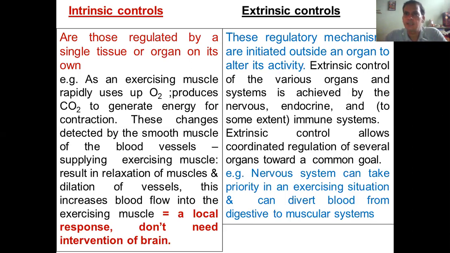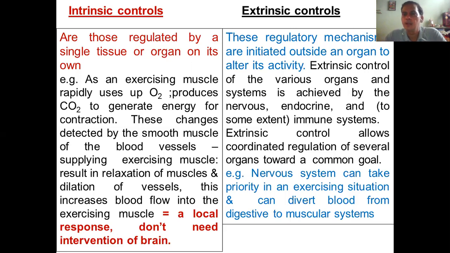Extrinsic controls are regulatory mechanisms initiated outside an organ to alter its activity. So extrinsic control of various organs and systems is achieved by the nervous, endocrine and immune systems. This extrinsic control allows coordinated regulation of several organs towards a common goal. In this particular case, we have the nervous system working under the control of the brain with the help of different kinds of hormones, and they could lead to one specific goal.